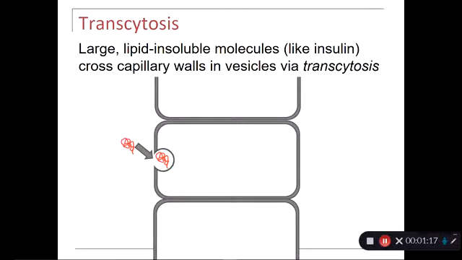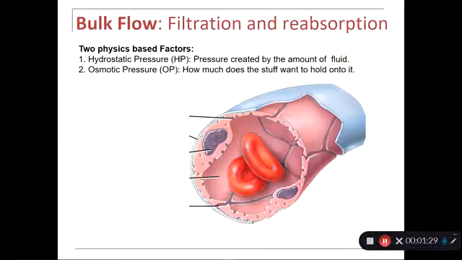Transcytosis is kind of what I discussed earlier. The cell's grabbing the protein, putting it into a vesicle, and then moving it across to the other side, and then releasing it into the interstitial space.